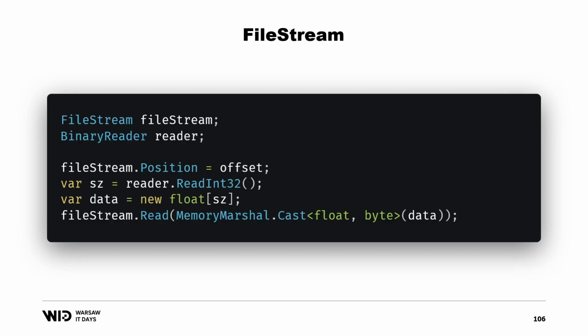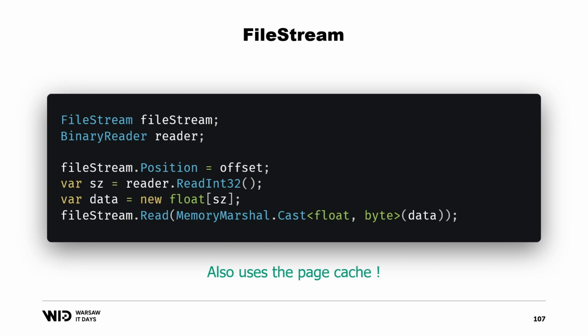After all, the file stream is the obvious choice to access data that is present on the disk, and its usage is very well documented. For example, to read an array of floating point values, you need a file stream and a binary reader. You set the position of the file stream to the offset where the data is present in the file. You read int32 to get the size, allocate a floating point array, turn it into a span of bytes using MemoryManager.cast, and pass it to the FileStream.read overload, which wants a span of bytes as its destination for reading.